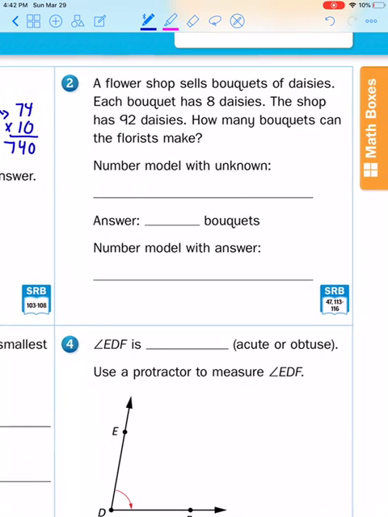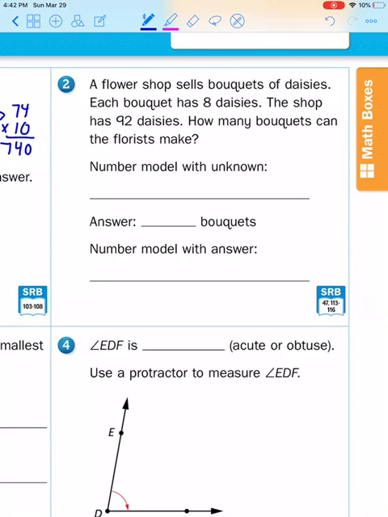Okay, number 2, a flower shop sells bouquets of daisies. Each bouquet has 8 daisies. The shop has 92 daisies. How many bouquets can the florist make? So they're asking you for a number model with the unknown. We know that if he has 92 daisies, the florist, divided by 8 daisies in a bouquet, will give you the number of bouquets that he is able to make.